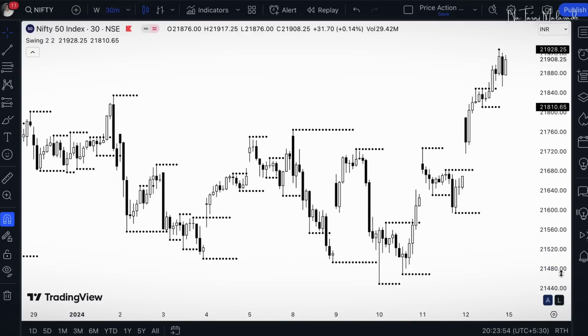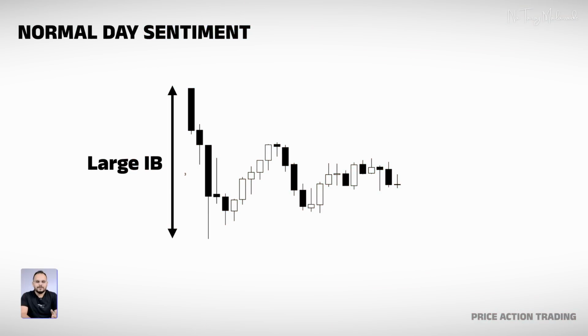But the main thing here is that for each IB type and potential day structure, we have a different plan to identify the sentiment. So let's try to understand that in a detailed manner. Firstly, we have a large IB range. When we have a large IB range, we can anticipate a normal day structure.